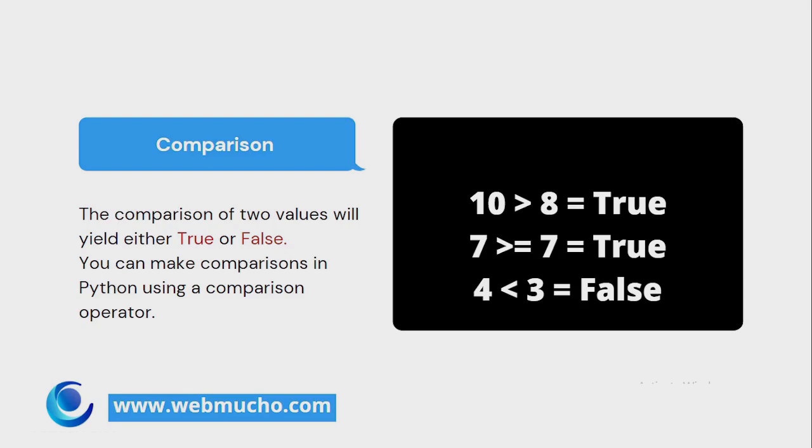Is 10 greater than 8? It's true. Is 7 greater than or equal to 7? It's true, sorry. And then is 4 less than 3? It's false. So the comparison operator will compare two values and then return true or false depending on the results. You make comparisons in Python using the comparison operators. Let's switch to our code editor and see an example in action.